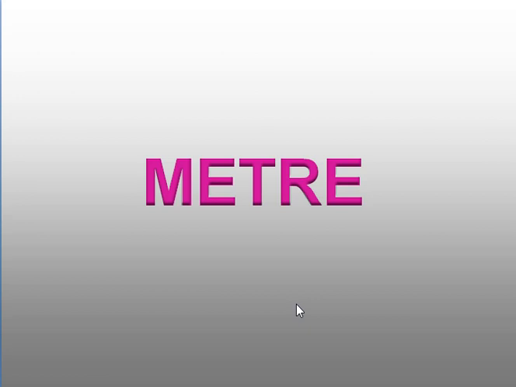So I hope now you have an idea of which kind of objects are measured in centimeters. Very small length objects or small length objects of the size of a scale are measured in centimeter. Lengths larger than that are measured in meters, and very long distances are measured in kilometers.